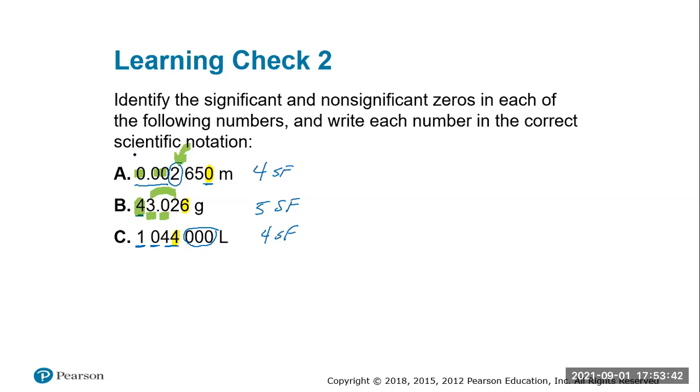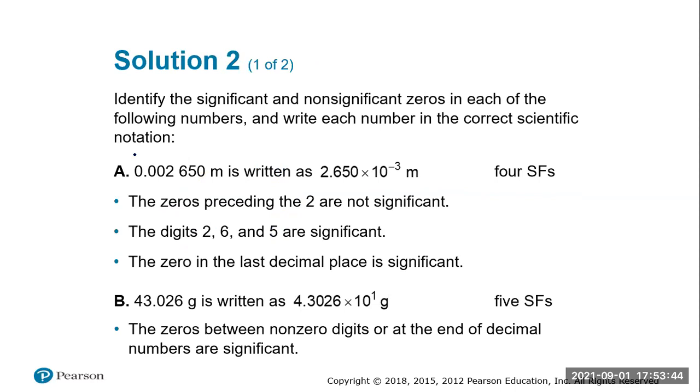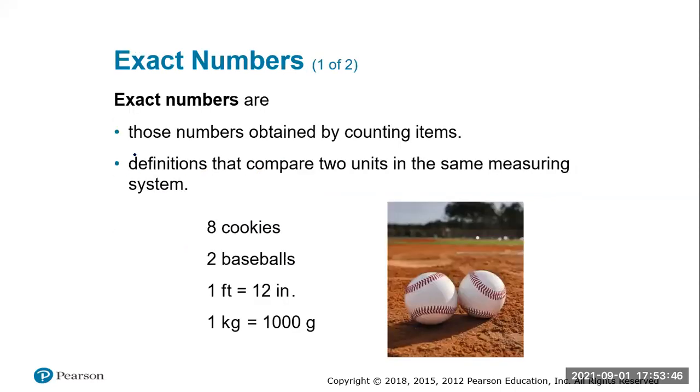We're going to get into how to deal with significant figures in calculations, and how to properly round something like that as well. Let's also talk about some other types of numbers. So far we've been talking about measured numbers. There are also other numbers which are referred to as exact numbers. And exact numbers come from two sources.